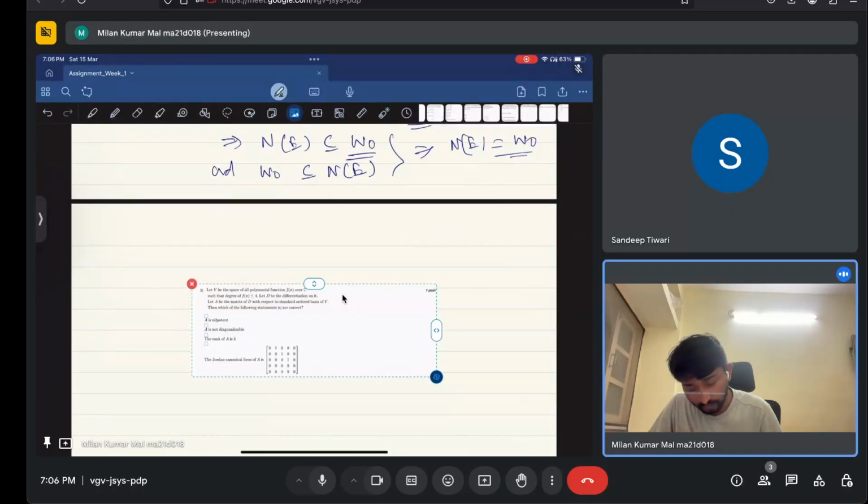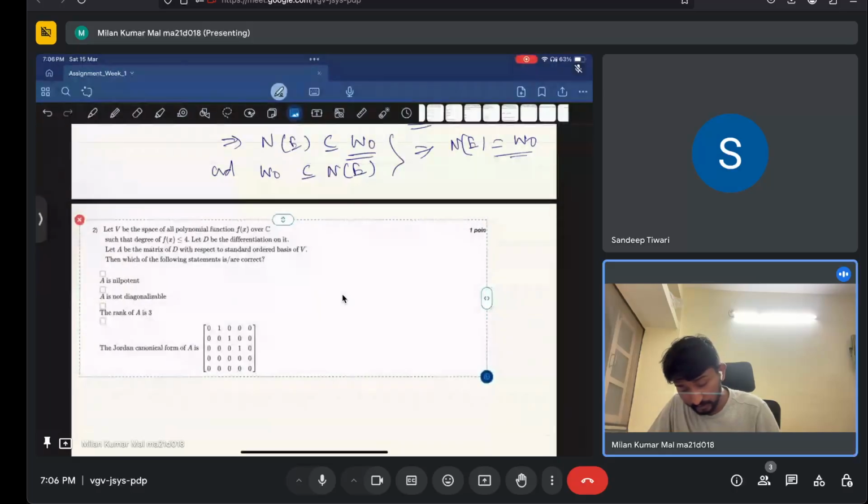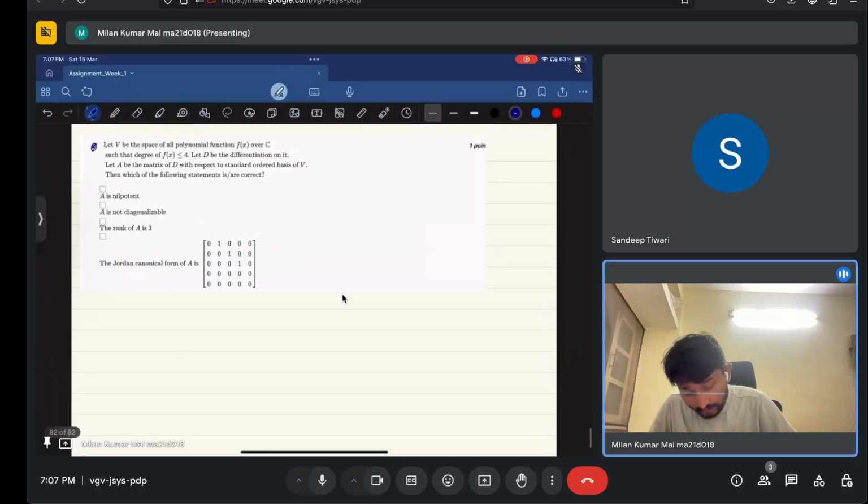Let's do this one also. This is maybe easy. So what it says: let V be the space of all polynomials. From the next class, I am thinking to create some problems of my own, or take given problems from NPTEL. Okay, let's see. V is the space of all polynomial functions f(x) over C such that the degree of f(x) is less than or equal to 4, and D is the differentiation operator on it. We know the standard ordered basis.